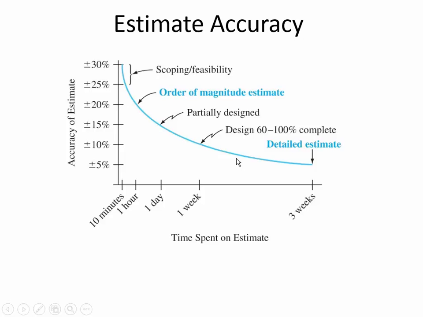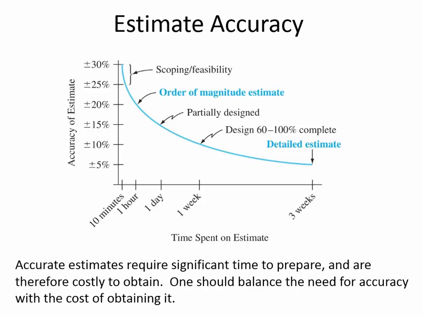And so this is just illustrating a general concept that the more time you spend analyzing the data and getting quotations, the more accurate it's going to be, but it's going to be more expensive. And so you need to find a balance between the quality of the estimate and how important it is to be exactly correct. So the bottom line here, one should balance the need for accuracy with the cost of obtaining the accuracy.